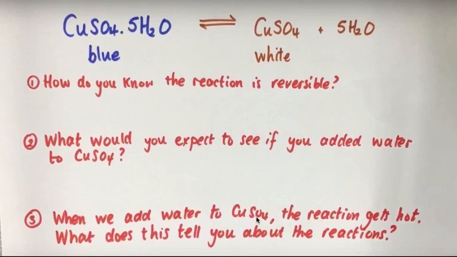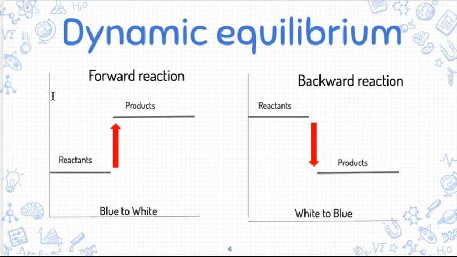When we add water to the copper sulfate, the reaction gets hot. So we know that this way, the reaction is exothermic. Therefore, in the forward direction, the reaction must be endothermic. And there must be the same amount of energy change that happens. I can show you for this reaction, blue to white, the reactant had less energy than the products. Because in the forward reaction, we get energy taken in from the surroundings. And that energy that we gave from the Bunsen burner has gone into the products.